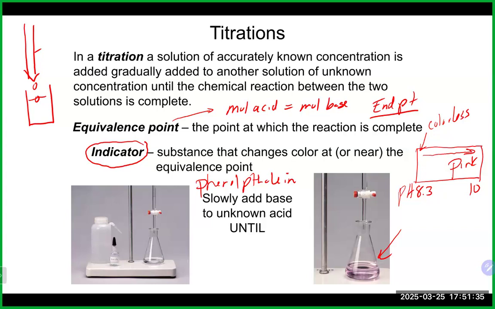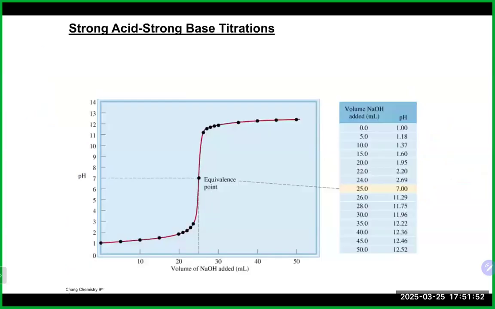So we use an indicator to tell us to stop. The goal of most titrations is to stop at the equivalence point, unless we're doing something like we're doing in the lab, where we want the entire titration curve past the equivalence point as well. We're going to look at some different types of titrations. The first is a strong acid, strong base titration.